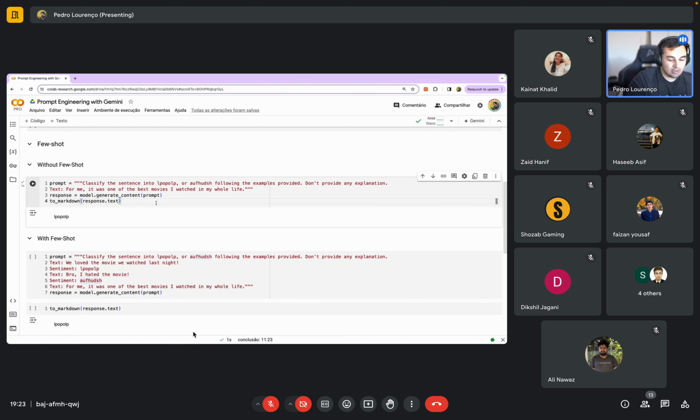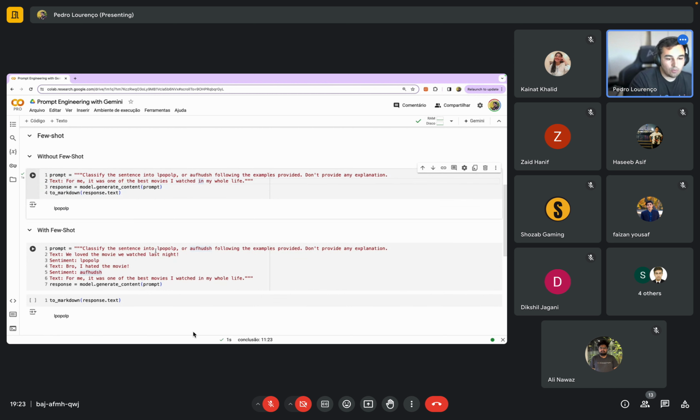So imagine that you want to make a real application for your company. This is not something you can rely on, because the model is just guessing, like throwing a coin and getting one of the answers. But with few shots, look, we are showing two examples. One for the positive, that starts with L, and the other for the negative one, that starts with A. So we expect that this should always be the fourth class.